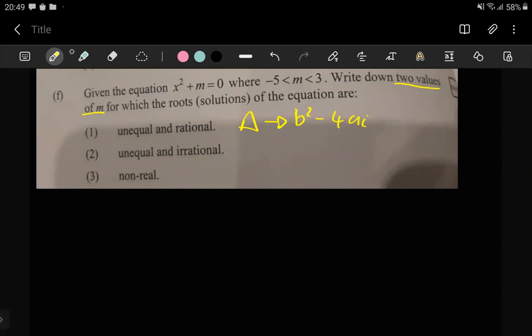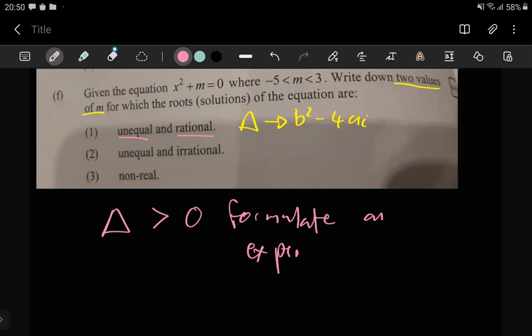Delta is bigger than 0. So for something that's unequal and rational, we need to work out where delta is bigger than 0, and we need to formulate an expression that has a perfect square. Let's just think of a perfect square. Because remember, anything to do with rational, you always think of a perfect square. Do you remember that?